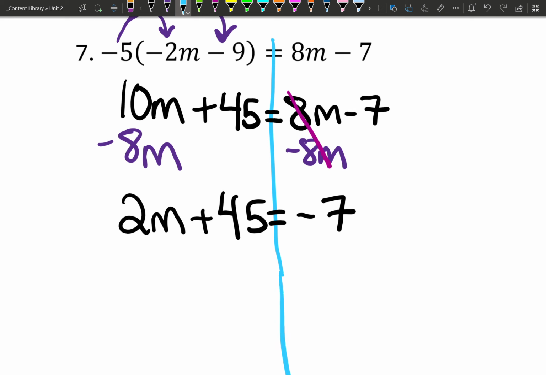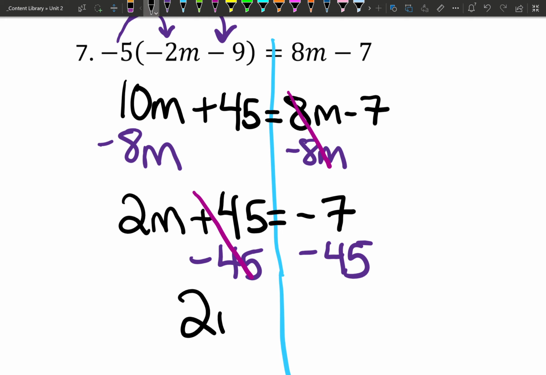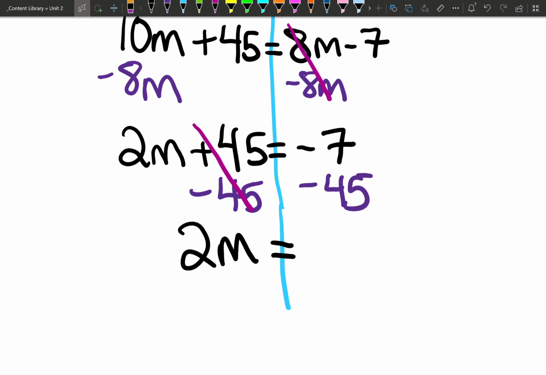Next, I'm going to go ahead and subtract 45 from both sides because I had a plus 45. The reason I'm choosing 45 is because I'm still trying to unwrap the present. I'm trying to get everything away from the letter m. The 45's cancel on the left side, and I'm left with 2m. Negative 7 minus 45 is negative 52.